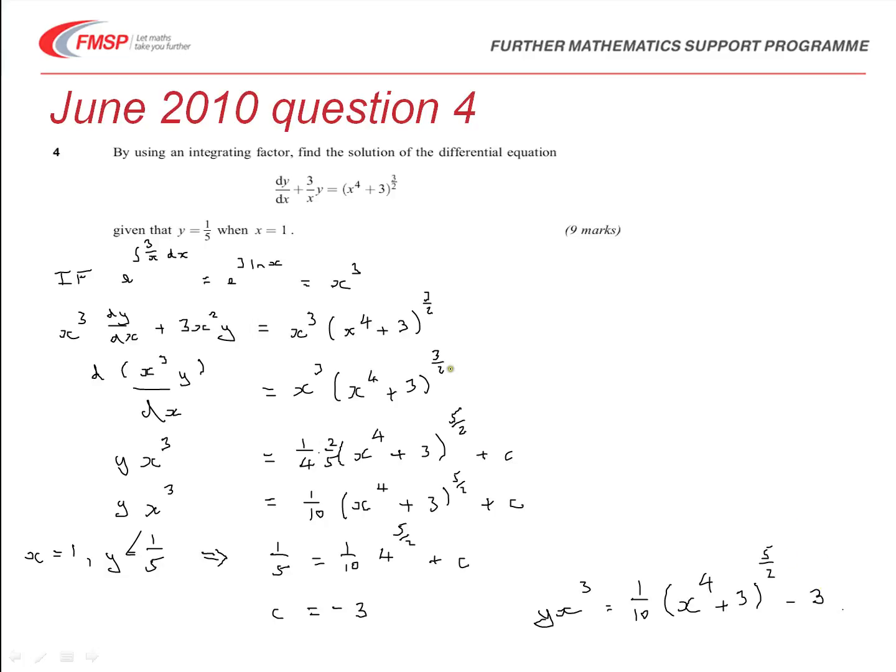There's 9 marks for this part 1 question, so let's see where those marks would have been allocated. Using an appropriate method to find our integrating factor, you get 1 mark, and then stating that it becomes e to the 3 ln x, you get a mark, and then for simplifying it down to x cubed, you get a 3rd mark.